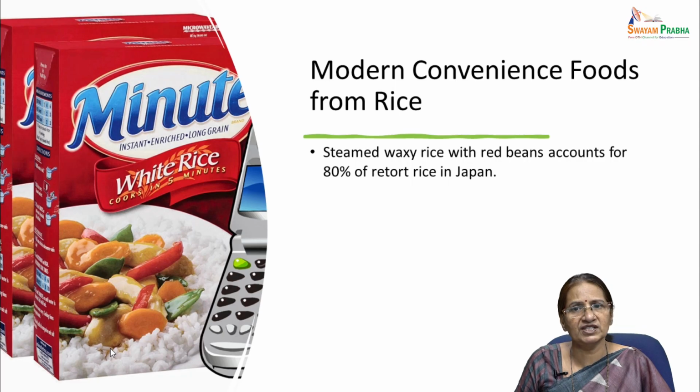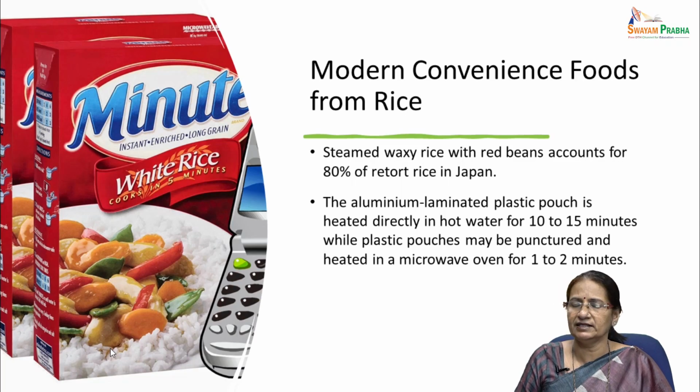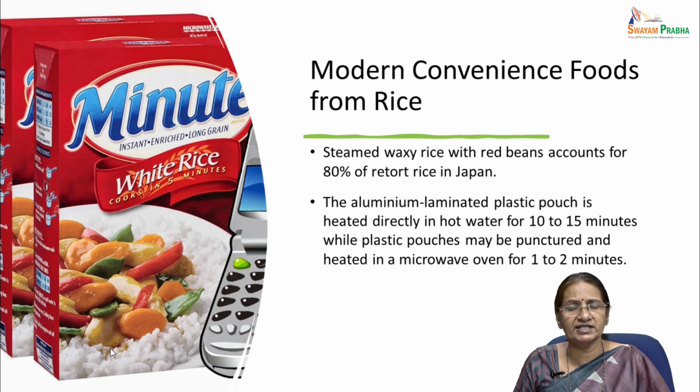Steamed waxy rice with red beans accounts for 80% of retort rice in Japan. The aluminum laminated plastic pouch is heated directly in hot water for about 10 to 15 minutes, while plastic pouches may be punctured and heated in a microwave oven for 1 to 2 minutes.